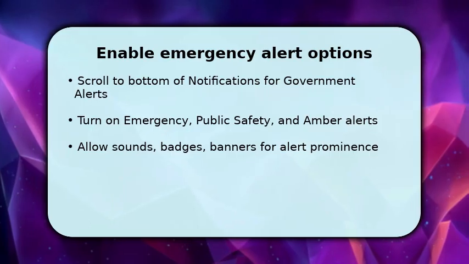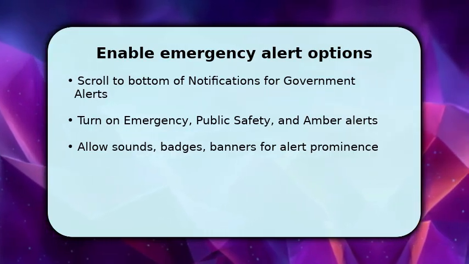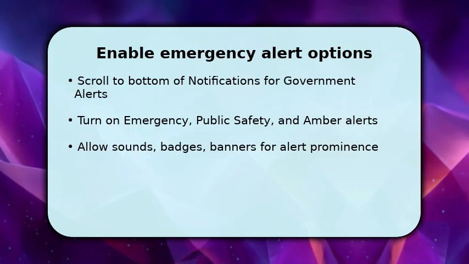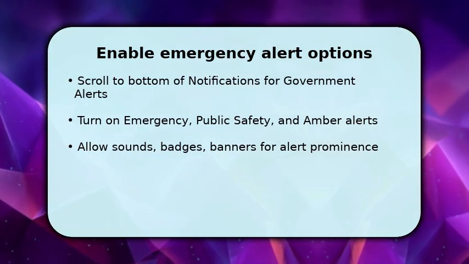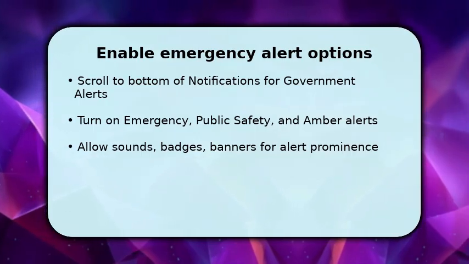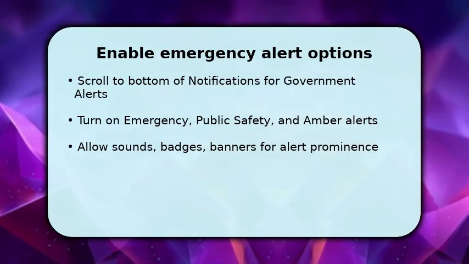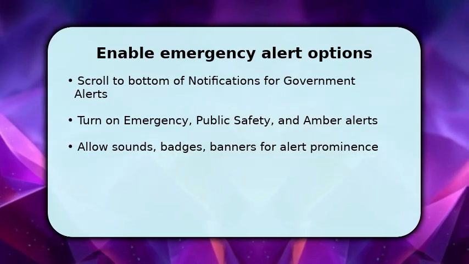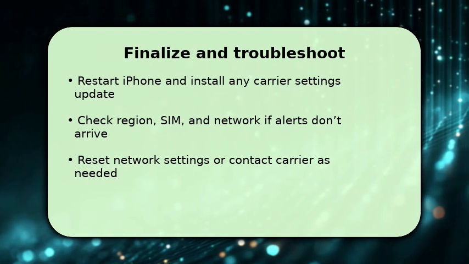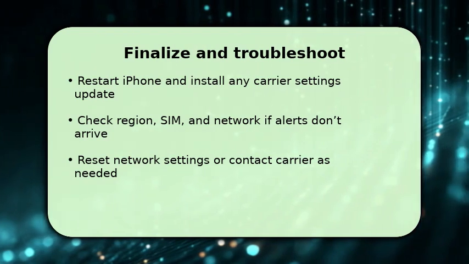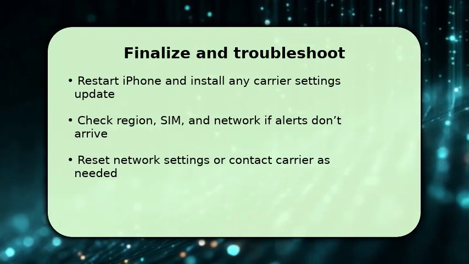Make sure sound and vibration are enabled for those toggles, otherwise the phone may show a banner but remain silent. If you use focus or do not disturb, add emergency alerts as an allowed exception so messages break through. After enabling, close settings and wait a minute for carrier sync. To complete setup, restart your iPhone and accept any carrier settings update. That often activates alert delivery.